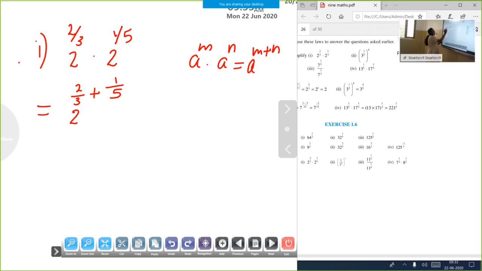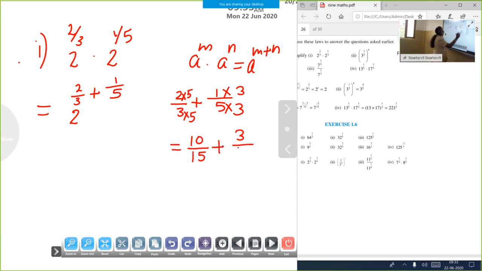After this, you know how to add fractions. 2 by 3 plus 1 by 5. Here the LCM is 15. So you multiply here with 5, numerator also with 5. Here with 3, numerator also with 3. Then next step, 10 by 15 plus 3 by 15. The next step, write only one denominator, 15, and 10 plus 3.